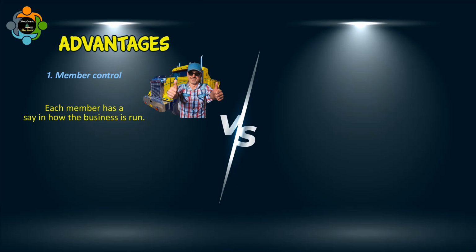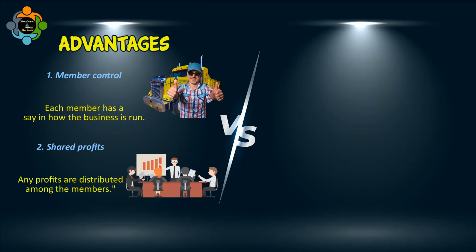Advantages. Number 1. Member control. Each member has a say in how the business is run. Number 2. Shared profits. Any profits are distributed among the members.